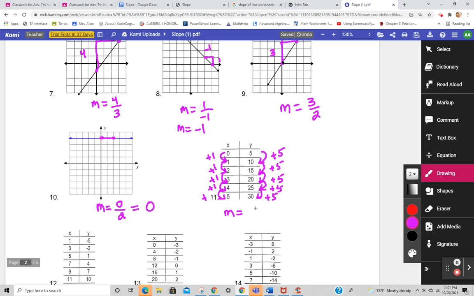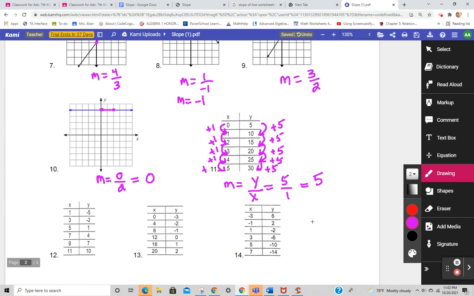What happened here? It changed by 5. Change in y, that's our rise, over change in x. Okay, let me rewrite that. So we get our slope by finding change in y over change in x. Well, the change in y is 5. The change in x is 1. So our slope is basically 5 over 1, or 5, for this table.